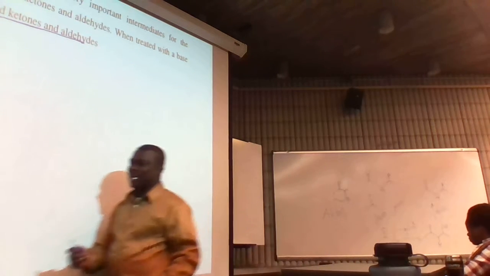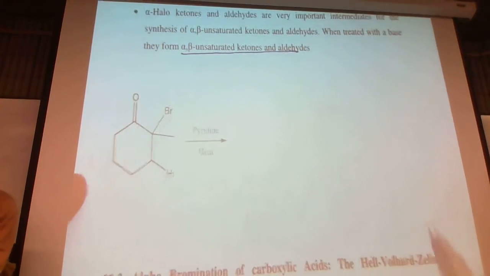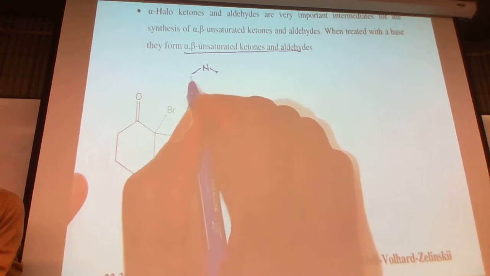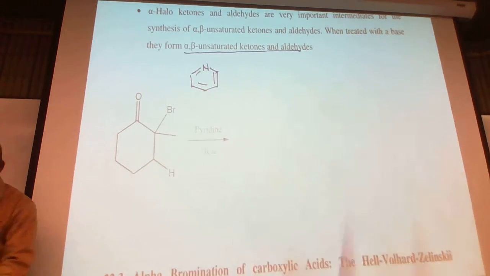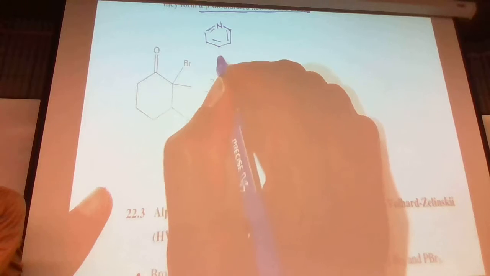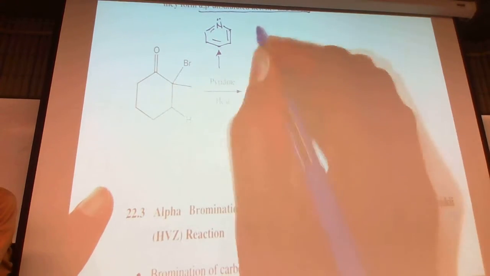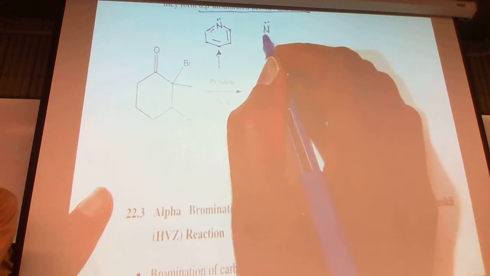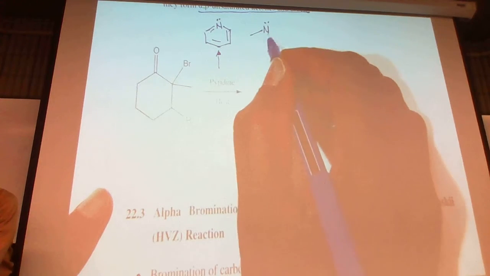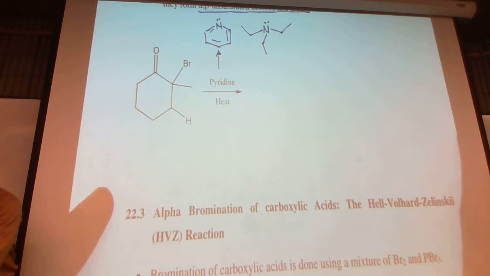So another alternative to that aldol condensation is this reaction of alpha haloketones with a base. So pyridine here is acting as a base. Pyridine or any amine. So what's the structure of pyridine? Pyridine is like benzene, but one of the carbons has been substituted with nitrogen. So that's pyridine. Or you could use any amine, not just pyridine. You can use triethylamine. Triethylamine or any amine could be used.